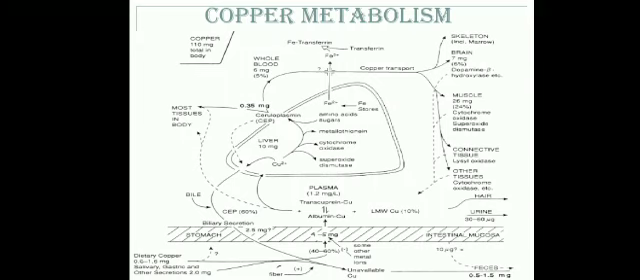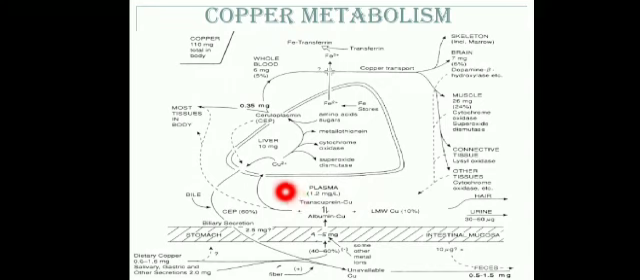Now here it is again, a flow chart representing the metabolism of copper. Now the copper is taken up or absorbed from the upper part of the intestine. The intestinal P-type ATPase present in the intestinal mucosal cell helps in the incorporation of the copper into the albumin first, from which it is exchanged with transcuprin, which is the copper transporting protein.